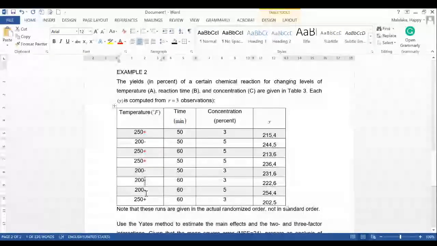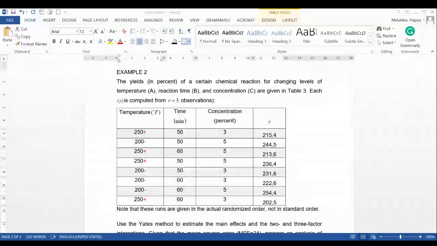Anyone who's still lost? Guys, talk to me. Do you understand how Mr. Chris managed to get these signs? Do you understand, guys? Guys, you are quiet. Do you understand how he managed to get the signs? So it's fine if you understand.